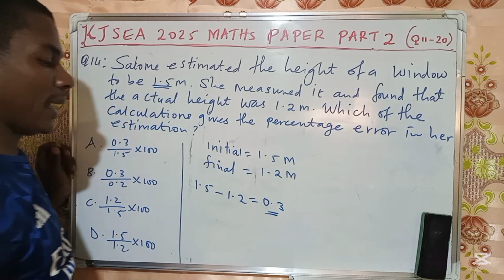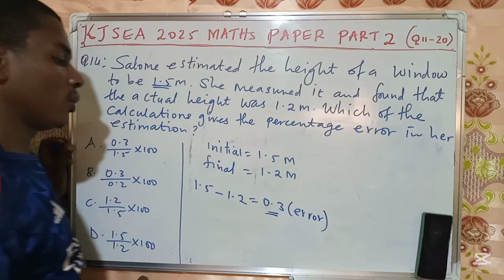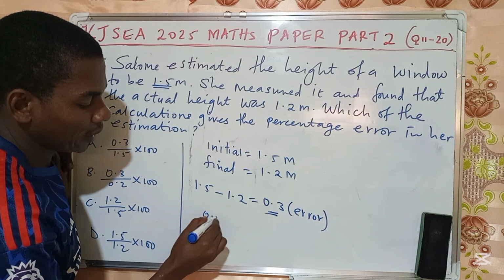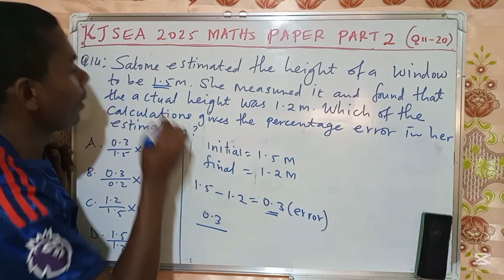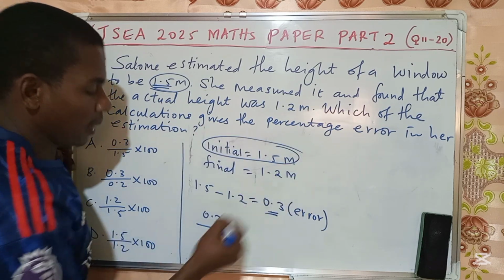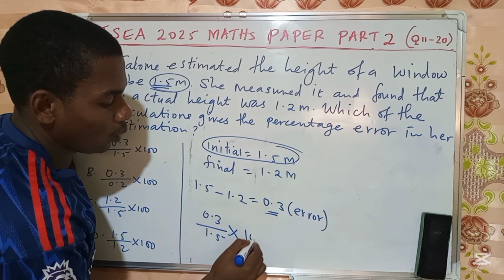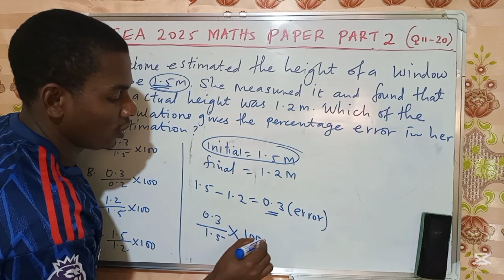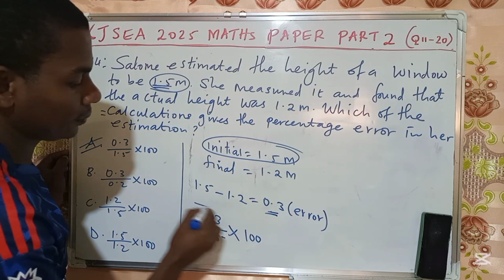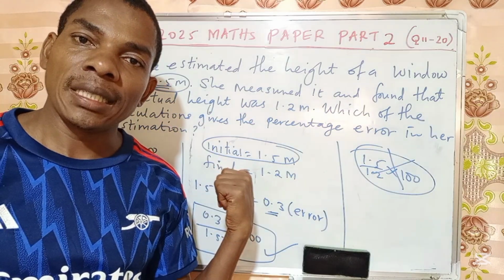So this one is error. This one was error. So to get the percentage, you will come and take the error 0.3 divided by the actual. The actual was, which is the same as 1.5. Then you multiply it with 100 to get the percentage. A. The answer was A. Question 16.